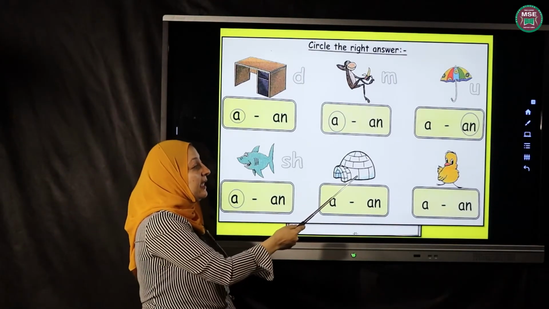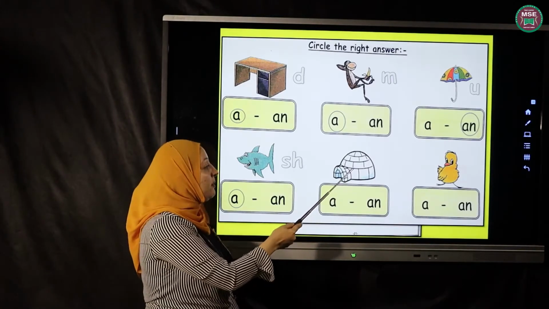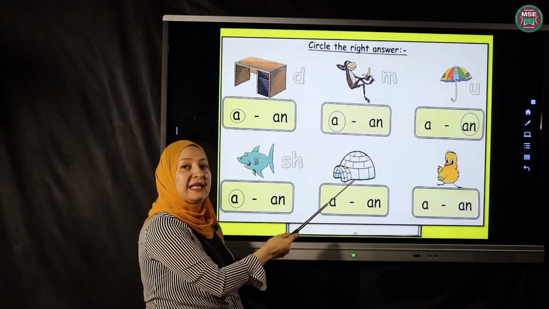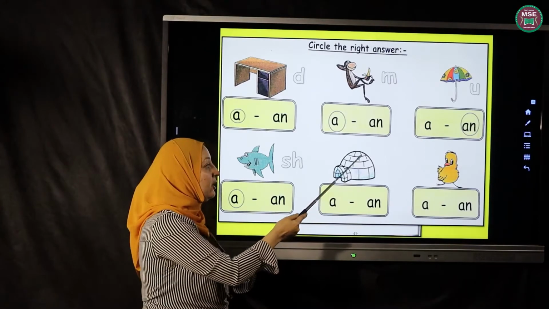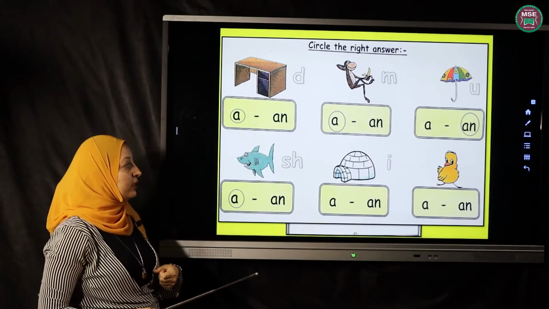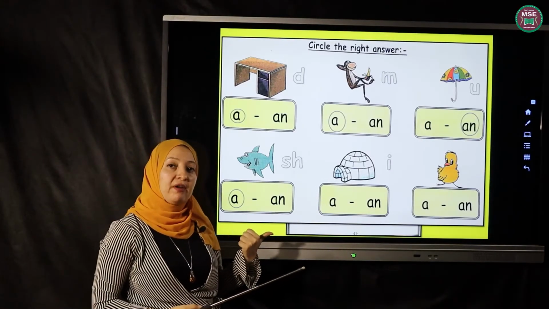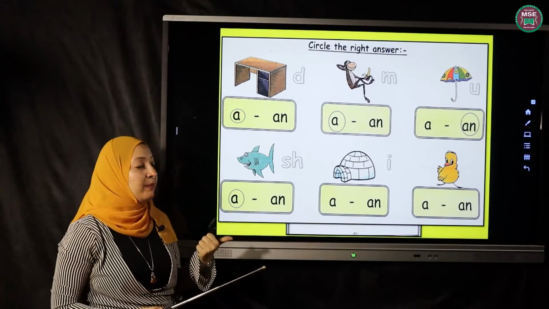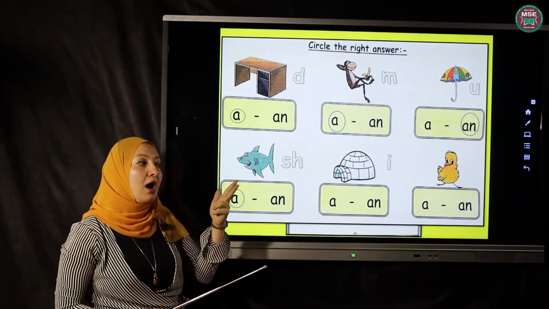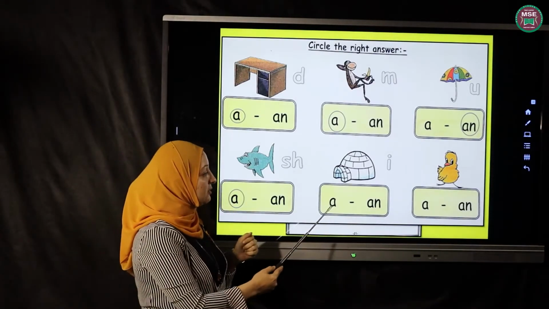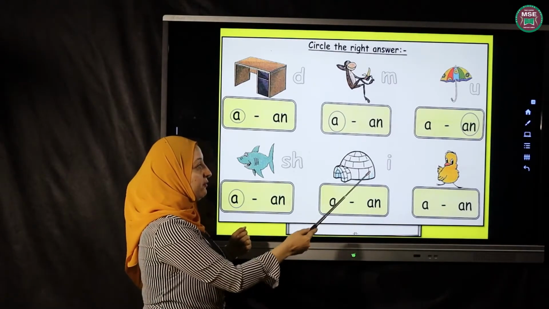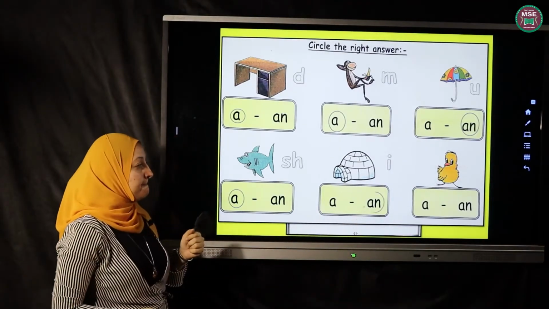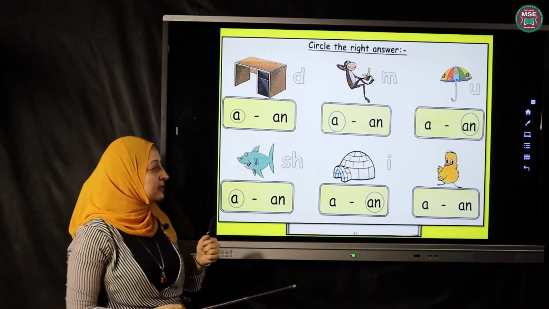Let's move to the other picture here. It's igloo. Remember what's the first sound in igloo? It's letter I, of course. Is I one of the 5 vowels? Let's say them again. A, E, I. Yes, it's one of the 5 vowels. So we're gonna circle who's the mommy of the 5 vowels. Mommy Ann, of course. Yes.